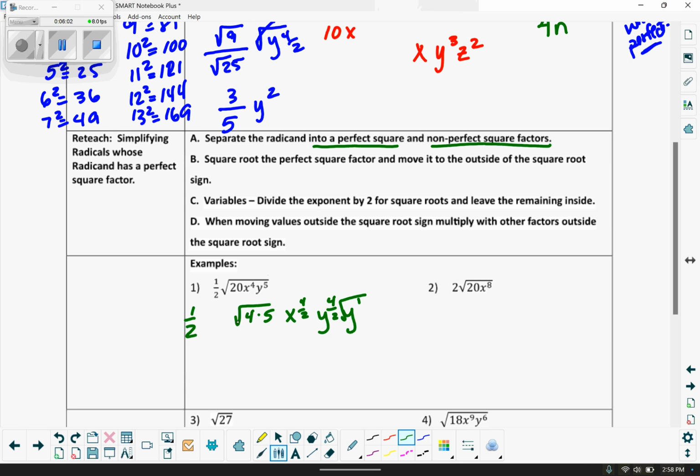So now I can say that the square root of 4 is 2, so I can bring that outside. X to the 4 divided by 2 gives me x squared. And y to the 4 divided by 2 gives me y squared. So now to rewrite that, I have half of 2, which is 1, because they cancel. And then I have x to the second, y to the second, and the square root of 5y.